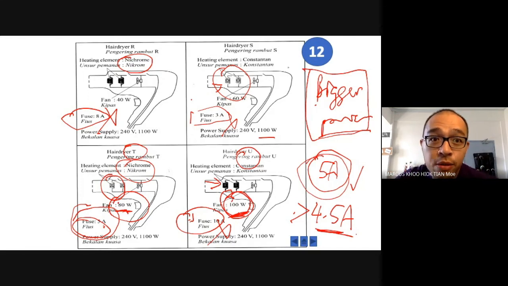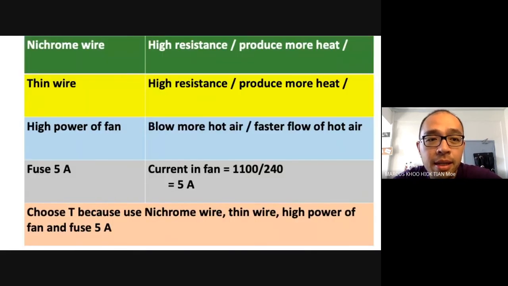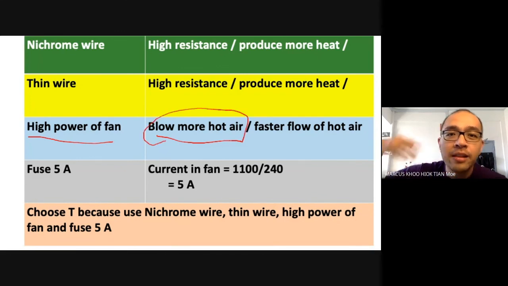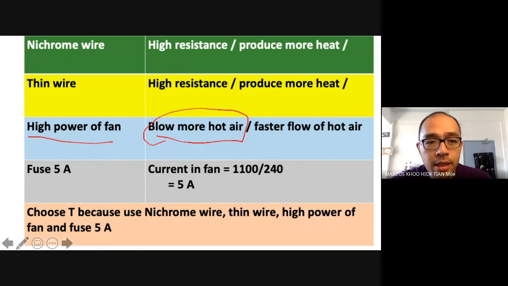Okay, after 10 is who? Valerisa, what is the best? Hair dryer. Okay, hair dryer is the best, for all these reasons. This high power of fan, Tian, we will say blow more hot air, because the purpose of the fan is to blow the hot air towards us. Okay, all right, that's it everyone for today, and that's it for this chapter.